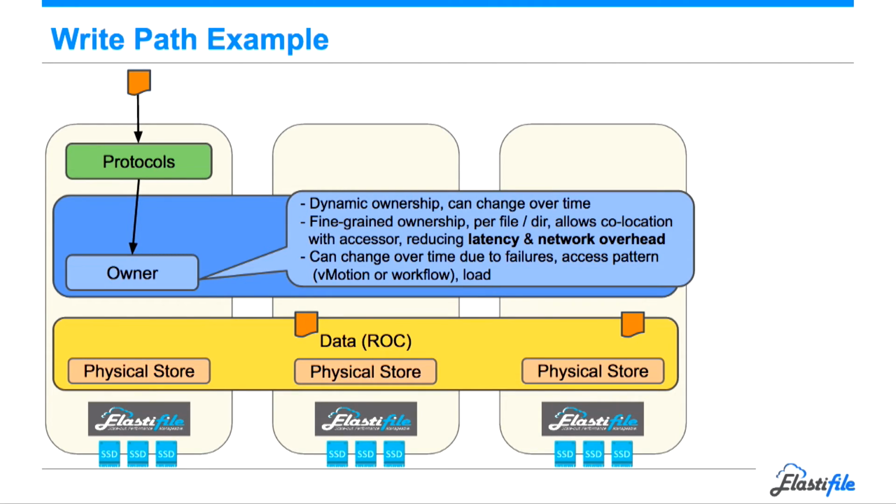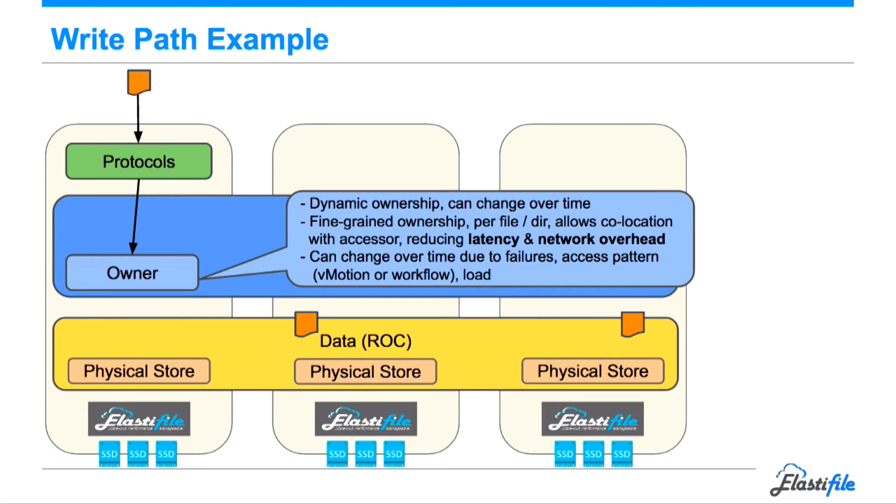And then the fine-grained aspect means that we can do this at the level of a file or directory. So it's not as if a bunch of files are hashed into a single bucket and this whole bucket moves around. Each file can move, the ownership of each file can move according to its requirements.